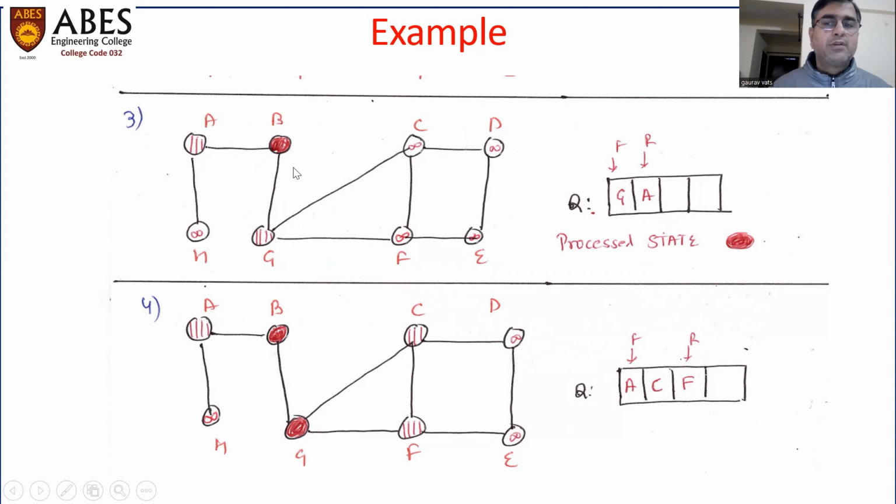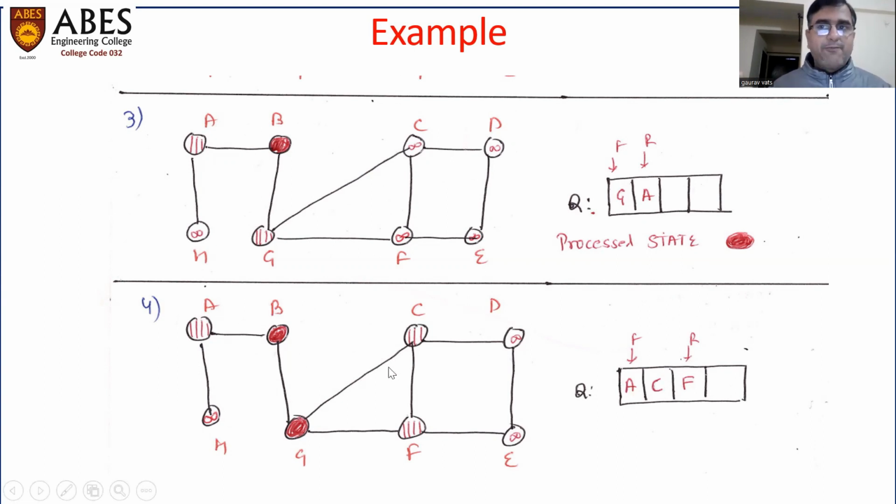Now B is in process state, so only C and F are in ready state. So we will convert them into waiting state and they will go to the queue. Now you can see there are three elements in the queue: A, C, and F. A is in waiting state, C is also in waiting state, and F is also in a waiting state. But B as well as G are in process state, meaning we are already done with these two vertices, or you can say nodes.